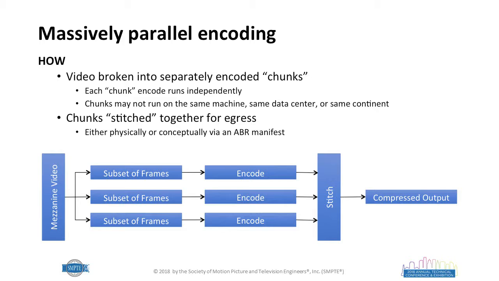So thus we get to massively parallel encoding. It's a split and stitch approach. What we do is we take our mezzanine video on the input side, we break it up into some subset of frames, we encode each of those subsets of frames individually in parallel, and then we stitch them back together and we finally make the compressed output. Now, the compressed output doesn't necessarily have to be one big long file. You can also represent it with an ABR manifest and keep it as separate segments if you need.